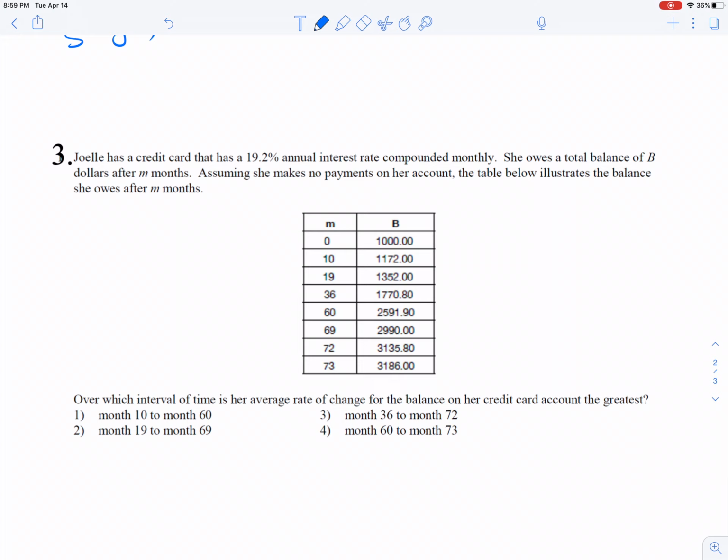Okay, here's a table. Over which interval of time is her average rate of change for the balance the greatest? So here it's giving us 4 different intervals to get the average rate of change of. So here for choice 1, I'm going from month 10 to month 60. So for choice 1, I'm going to do this point for the input at 10, this point for 60. So on top, I'm going to do the 2591.9 minus 1172 over 60 minus 10.